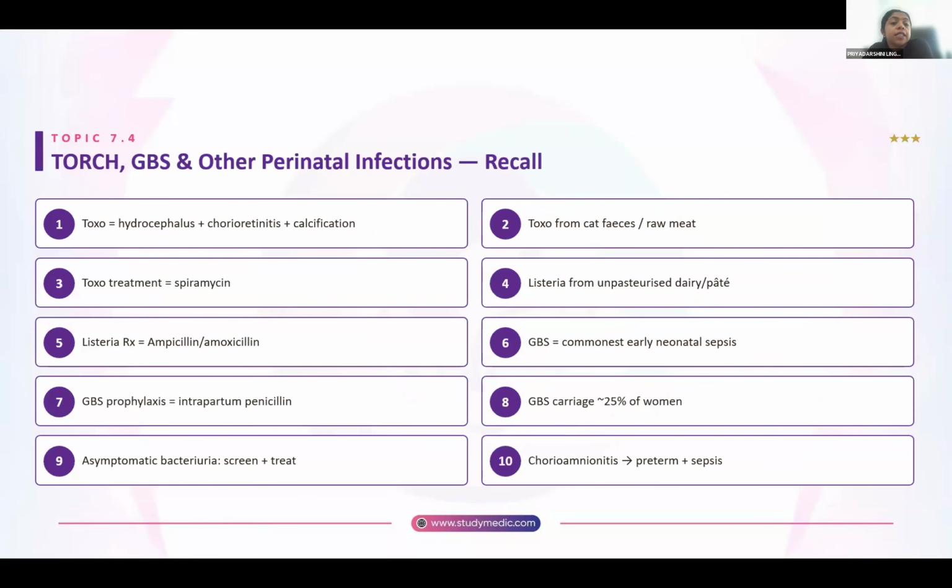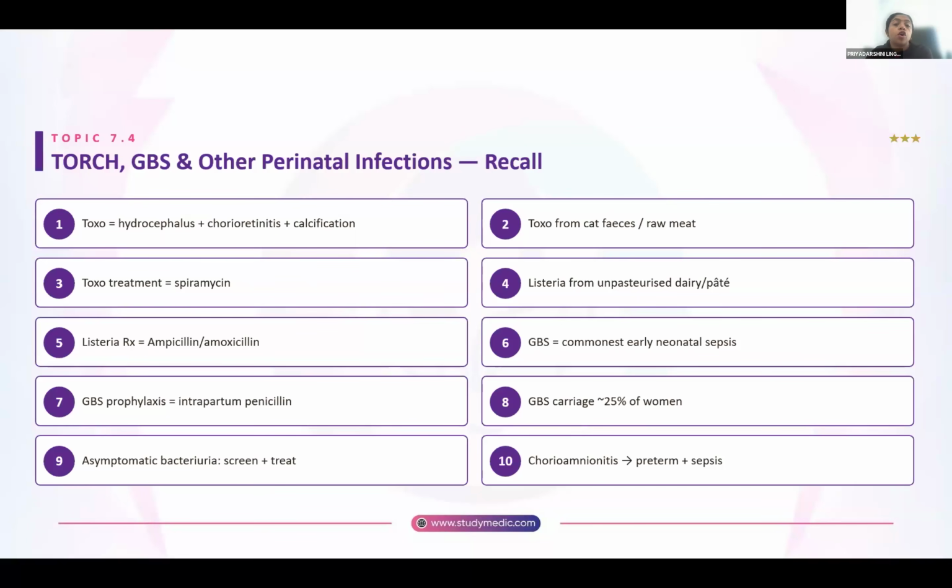Coming to TORCH, GBS, and other perinatal infections, what are the important recalls that we just saw here? Toxoplasmosis is associated with hydrocephalus, chorioretinitis, and calcification. And toxoplasmosis is generally from cat feces and raw meat. And the treatment of choice is going to be spiramycin. Listeria is seen from unpasteurized dairy, and the treatment of choice is going to be ampicillin and amoxicillin.